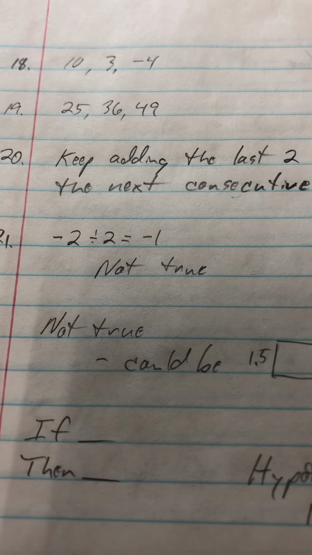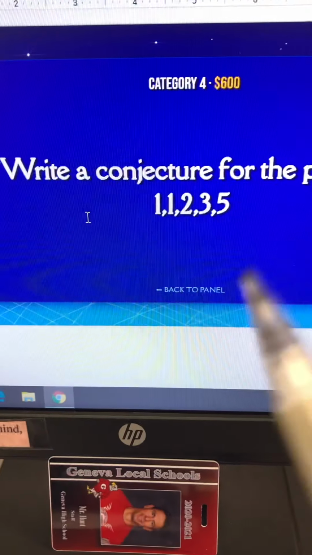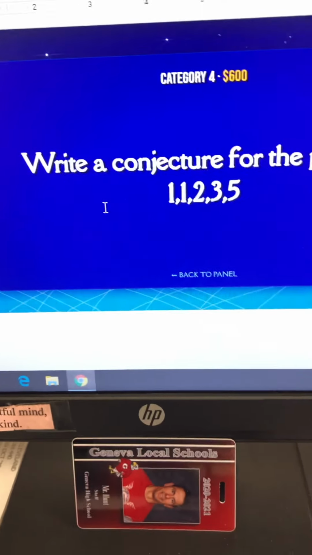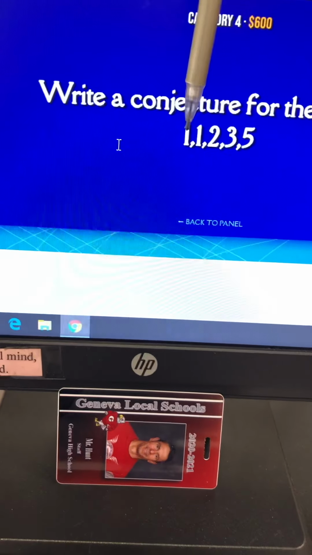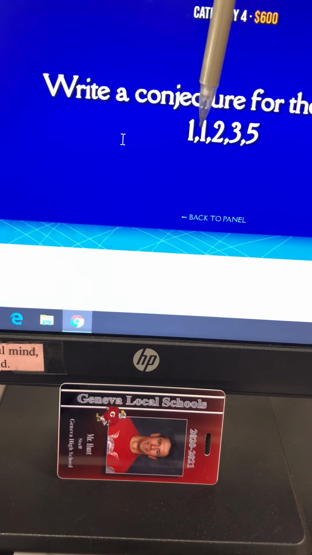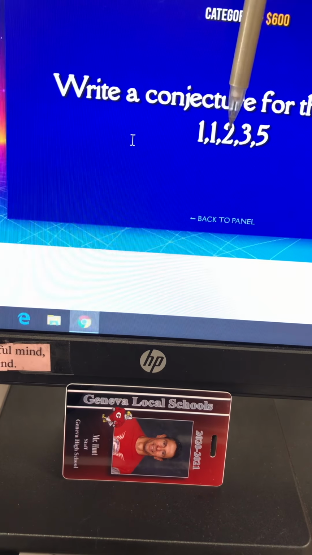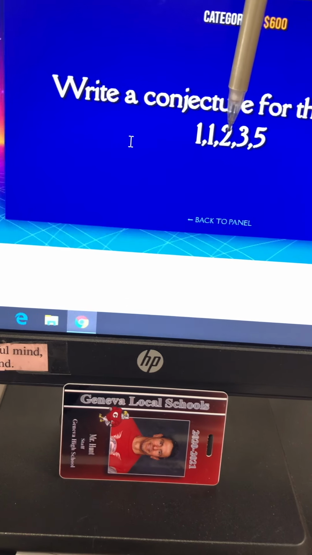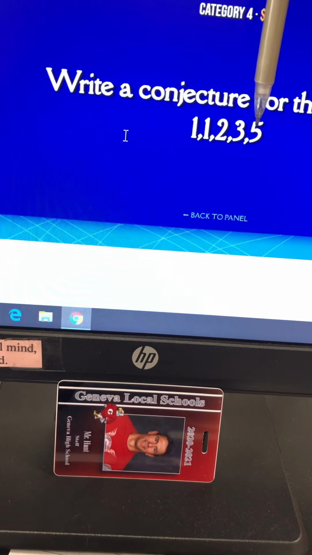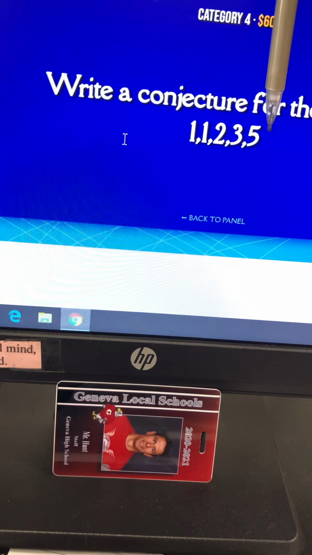Number 20 says write a conjecture for 1, 1, 2, 3, 5. Notice that when you take these two, that gives you the third one. Then take these two, that gives you the fourth one. Add these two, and that gives you the fifth one. So if you add these two, that would give you 8.